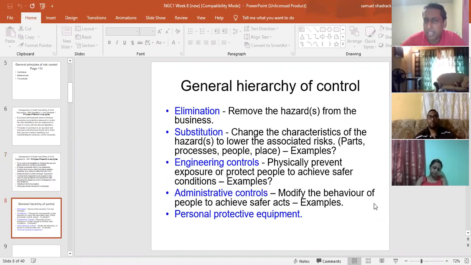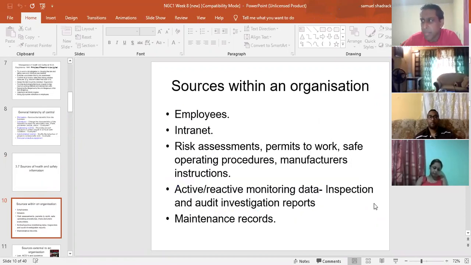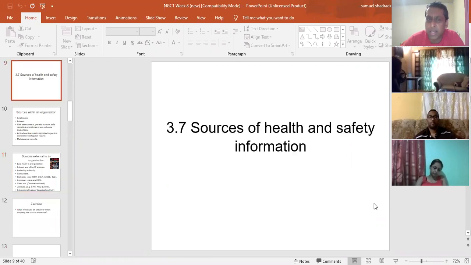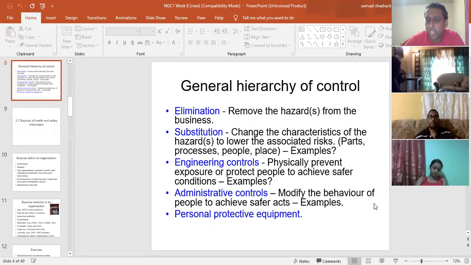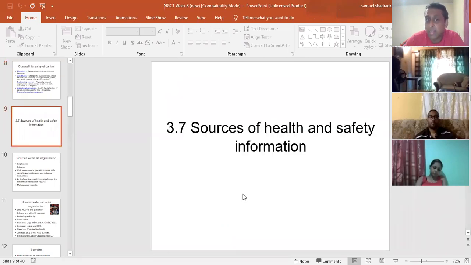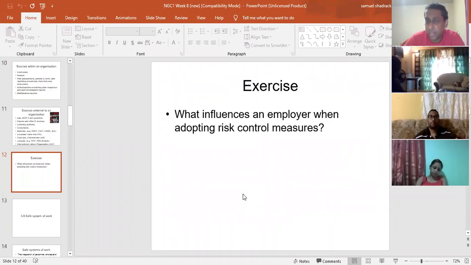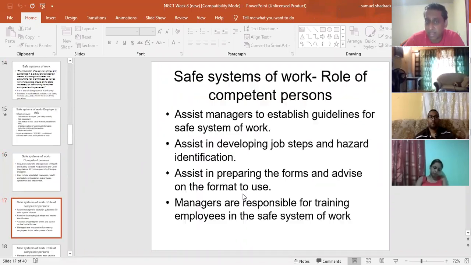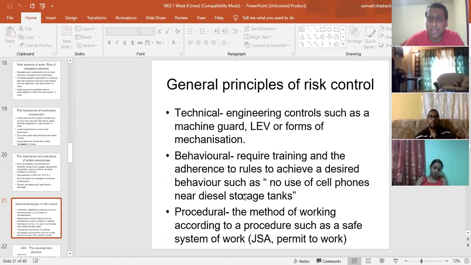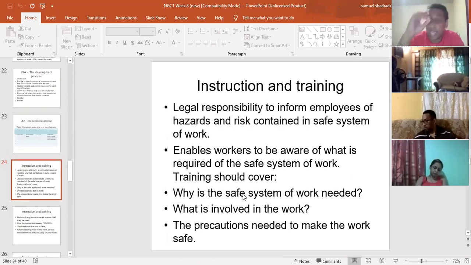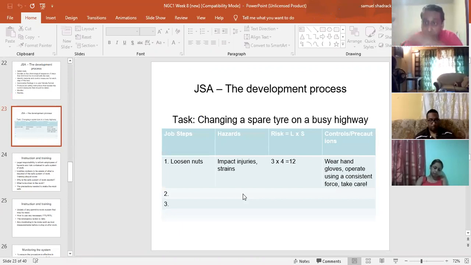The next major thing we did was looking at safe systems of work, which fell within administrative controls. The reason is that a safe system of work is a piece of paper. Literally, it's a form printed on a piece of paper. So a safe system of work is a procedure.